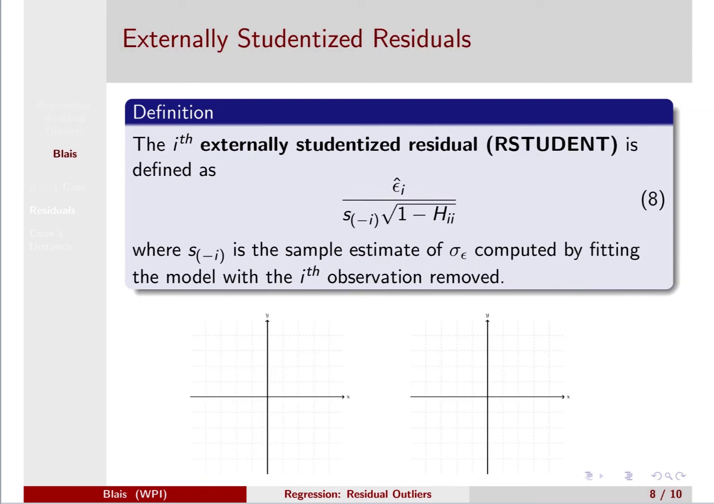Well, we can go to this concept of the externally studentized residual. And the key in this case is this s sub minus i. The idea here is it is the sample estimate of sigma sub epsilon, so the sample standard deviation of the raw residuals computed by fitting the model with the ith observation removed. So this is why we have a minus i. It indicates the removal of observation i. So let's think about what will happen in our two scenarios of a high leverage non-residual outlier and a high leverage residual outlier. What will happen here?